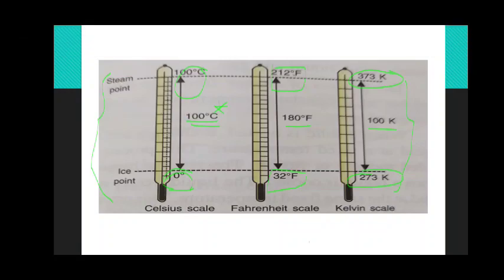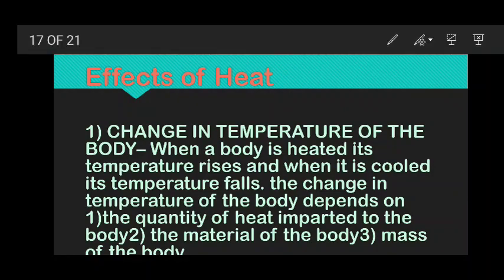Okay. Now the next is the effects of heat. Heat produces mainly the following three effects: change in temperature of the body, change in size or shape of the body, and change in state of the body. So now I am going to discuss in brief all three effects. Number one, change in temperature of the body.